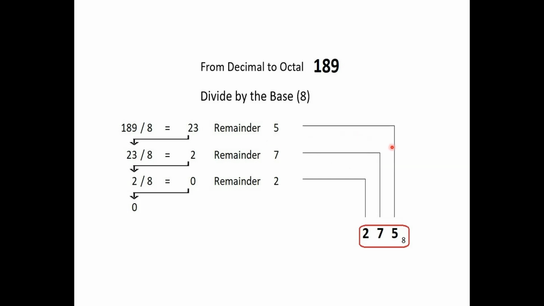The remainder becomes the least significant digit of the converted number. Take the quotient and divide it by 8 again, and the remainder becomes the next most significant digit. Repeat the process until the resulting quotient is 0, and you will have the converted number. In this example, the decimal number 189 is converted to octal 275.